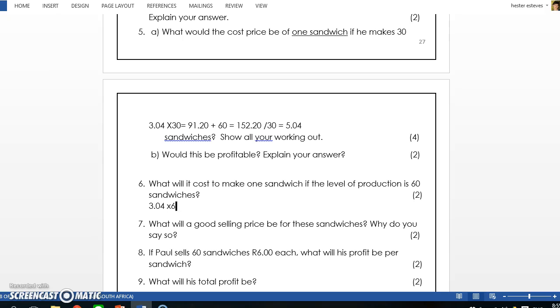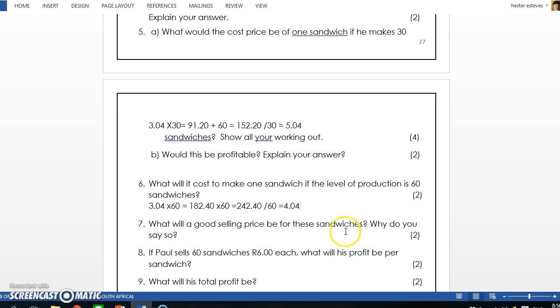3.04 times 60 is going to equal to, you should actually try and do this on your own. Pause the video, do it on your own, and then come back and see if you've done it correctly. Should come out to 182 and 40 cents, if my calculation's right. Plus your fixed costs, which is 60, which will then take you to 242 and 40 cents. You want to make 60 sandwiches, so divide it by 60 to find out how much each sandwich is going to cost, and it will be 4 Rand and 4 cents.